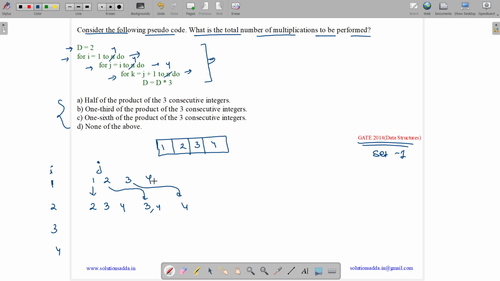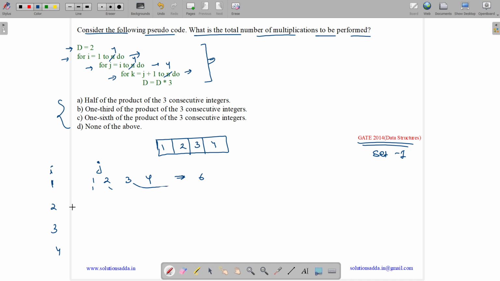And for j equal to 4 it will run no time, because when j becomes 4, then k has to run from 4 plus 1, 5, to 4. So this is not possible. So here we will have 3 plus 2 plus 1, which is 6. So this will have total 6 multiplications. Okay.